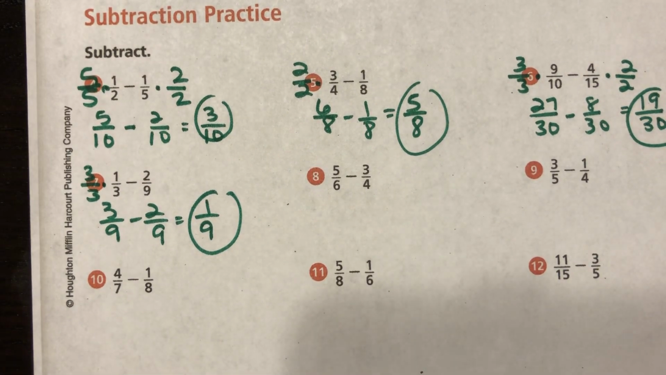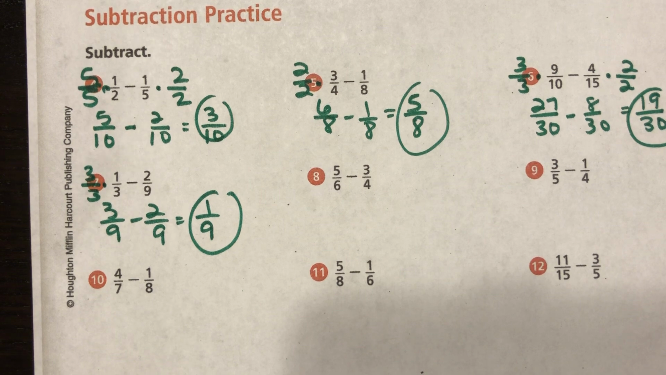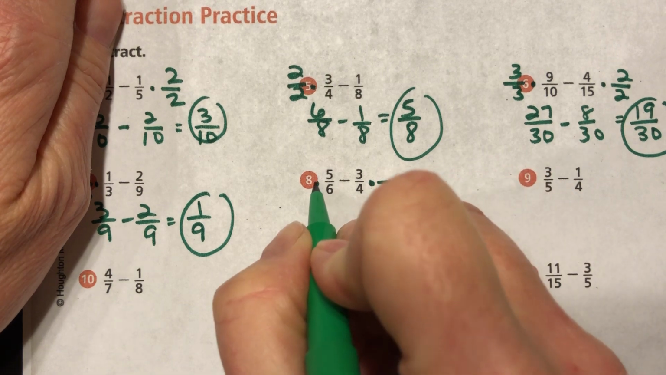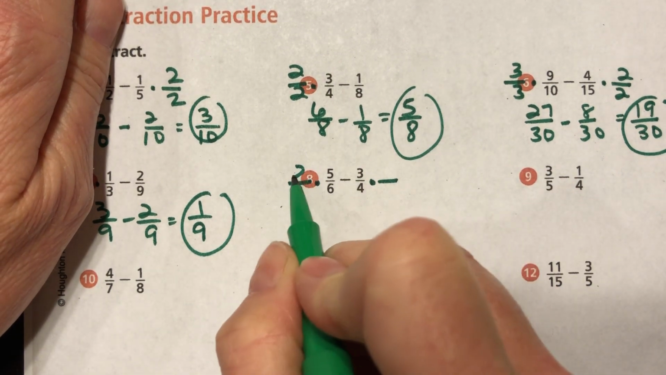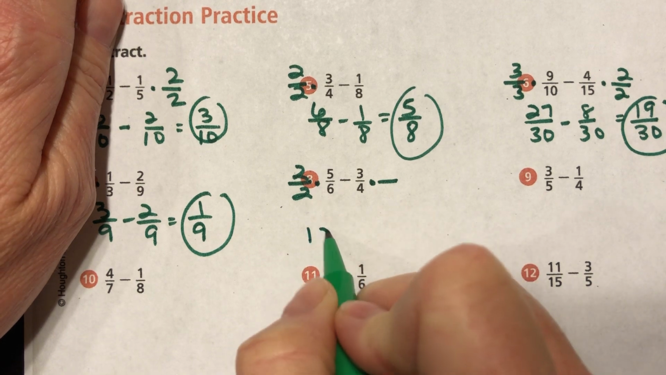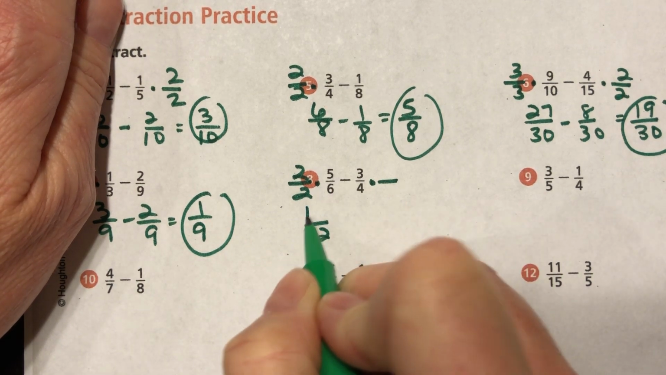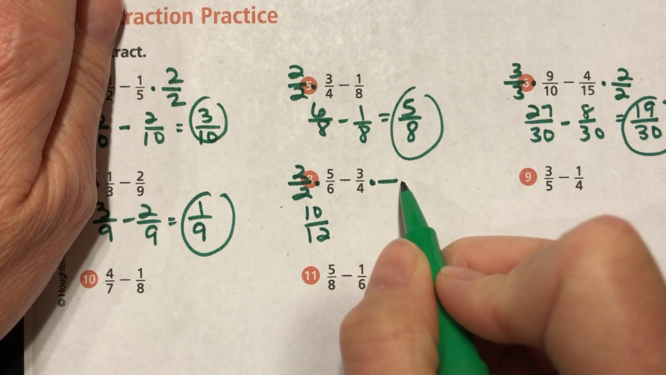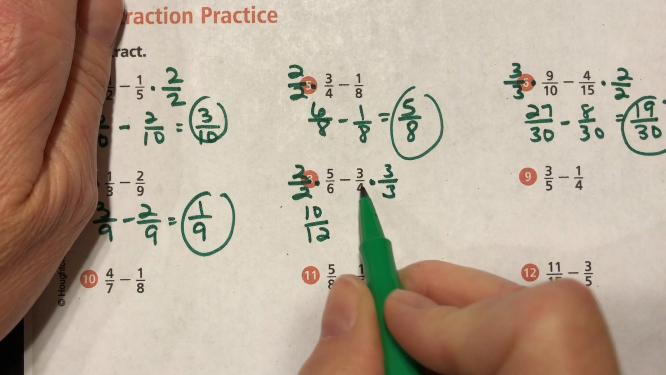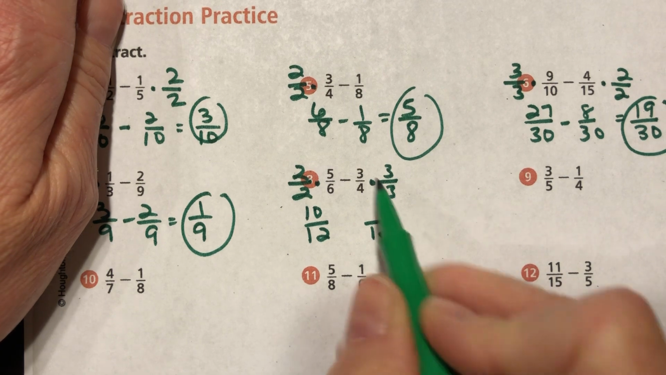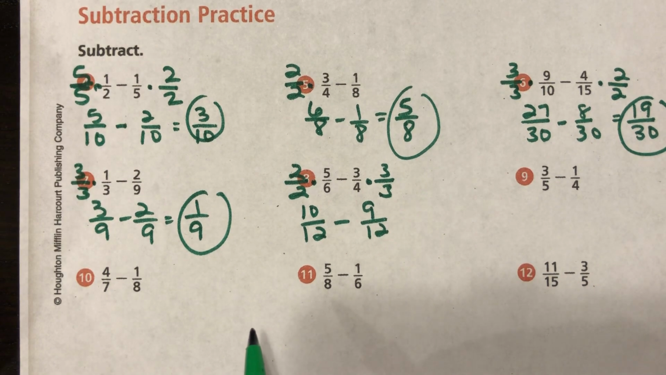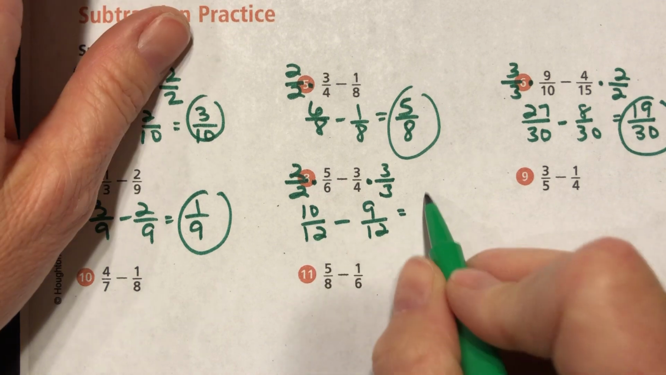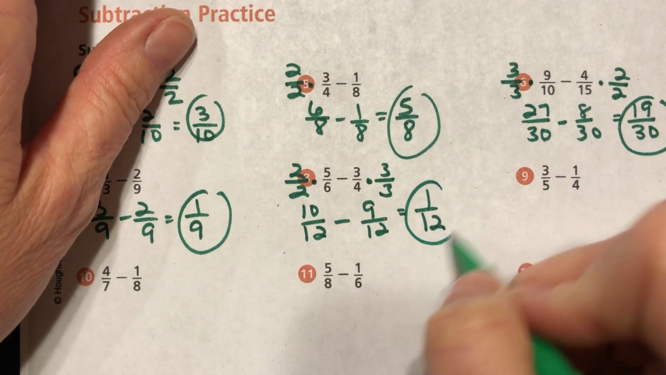Okay, look at number 8. 5/6 minus 3/4. What is the first number that if I counted by 6 and counted by 4, I would hit? 6, 12, 4, 8, 12. 12 is the LCM. So I'm going to multiply 5/6 by 2/2 because that will give me my denominator of 12. I get 10 on the top. I'm going to multiply 3/4 by 3/3 because that would give me my 12 on the bottom. And 3 times 3 is 9. Now I can go ahead and subtract because my denominators match. And 10 minus 9 is 1, so I have 1/12.